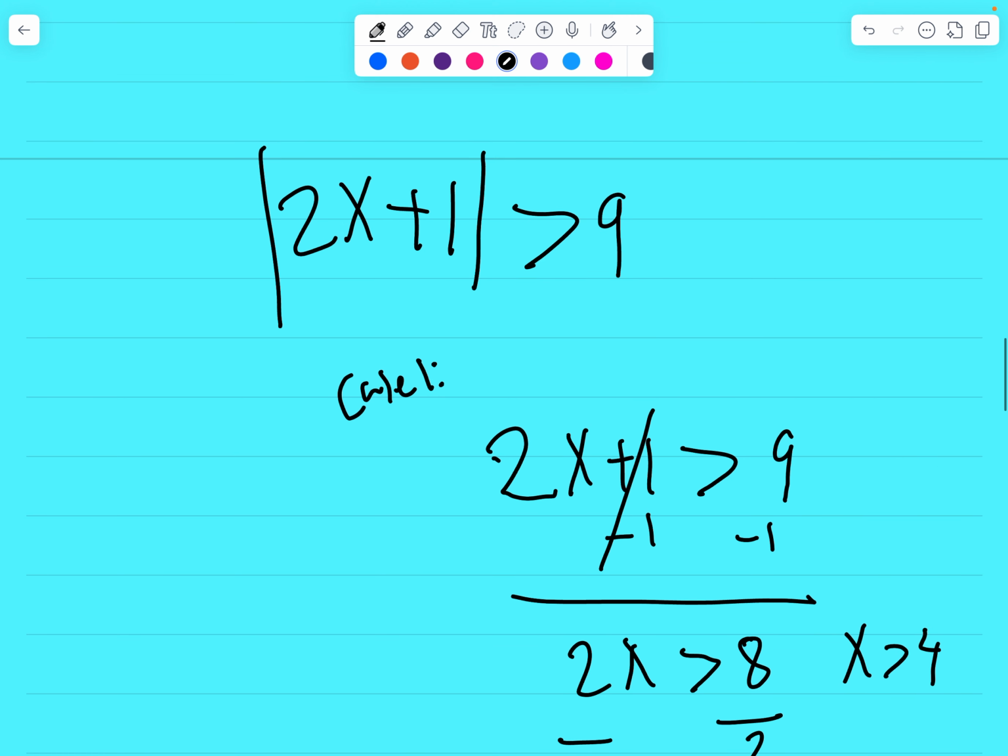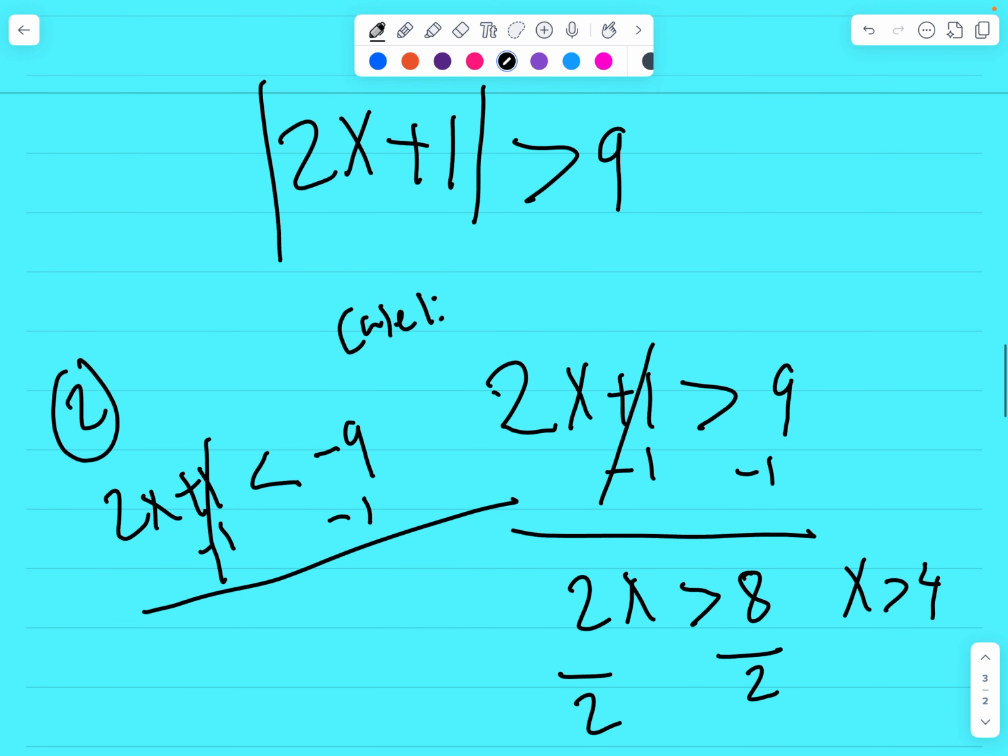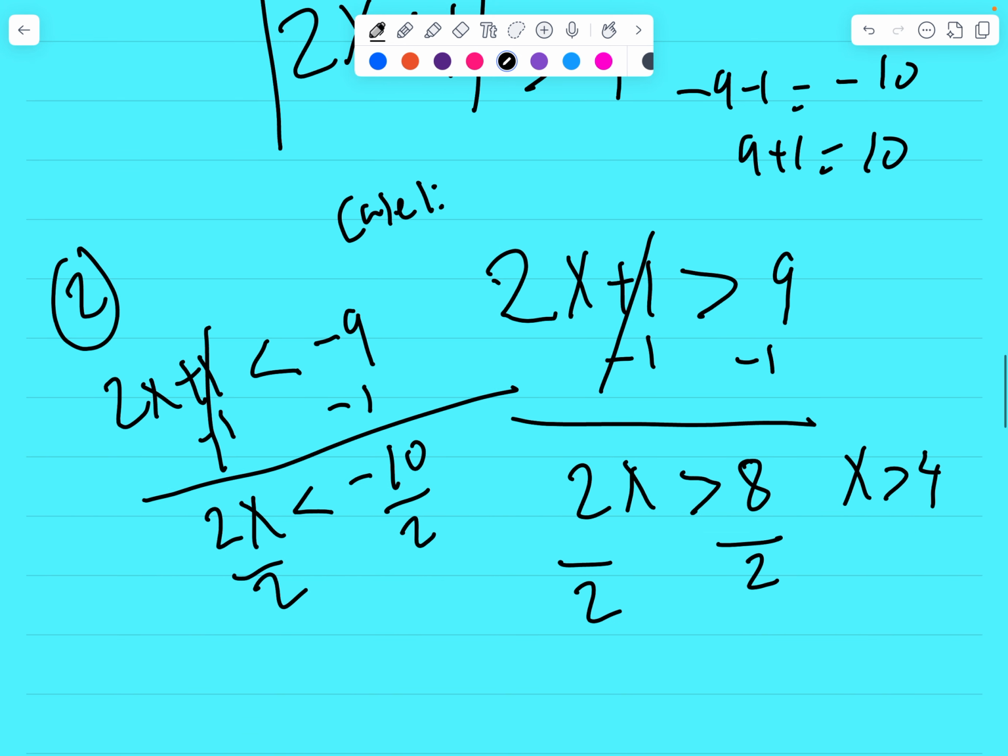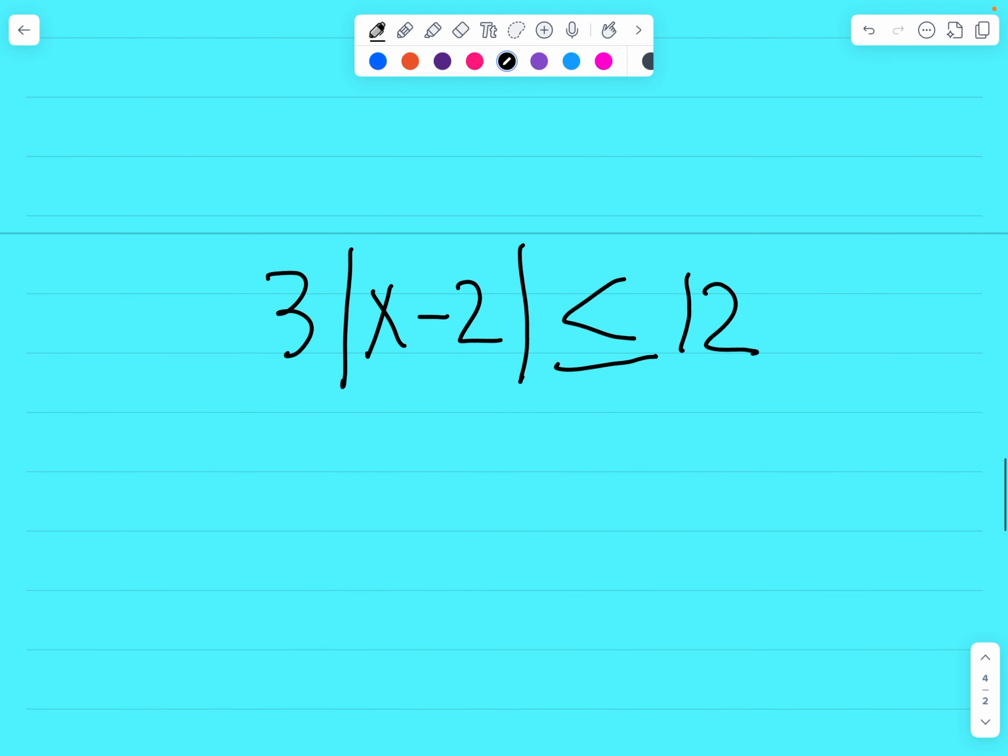The second case is 2x plus 1 is less than negative 9. I flipped the sign and I made it the opposite of positive, which is negative. It's so tricky how they try to get you guys. Okay, you minus 1 on both sides. You bring down the 2x is less than negative 10. When you have like negative 9 minus 1, it's just like 9 plus 1. Just negative addition. Okay, then we're going to divide both sides by 2. And we have x is less than negative 5. Or x is greater than 4. Okay? Let's try this one.